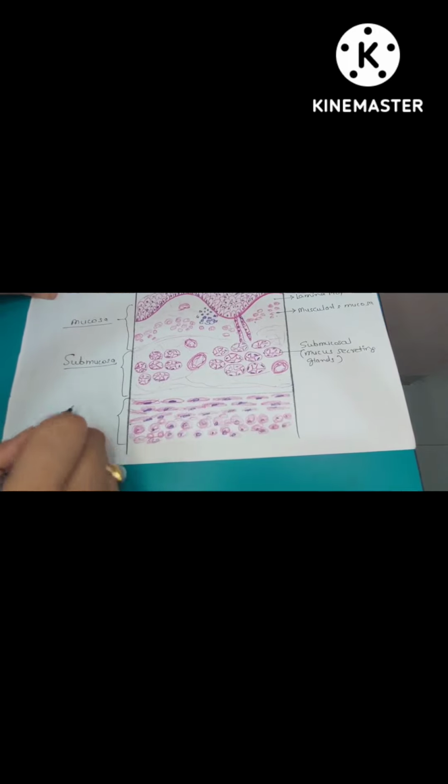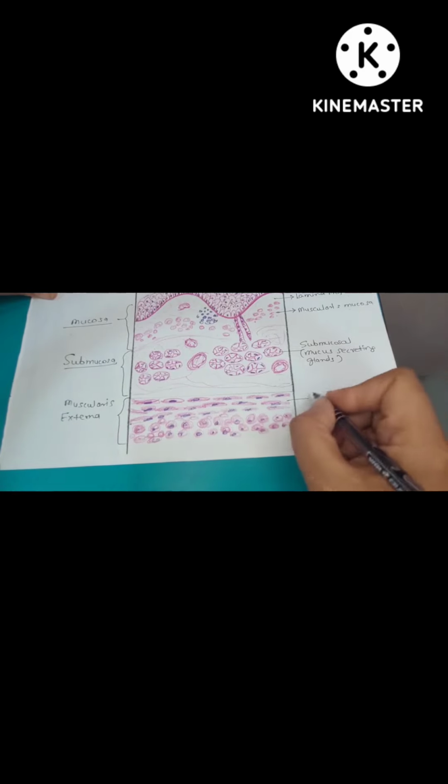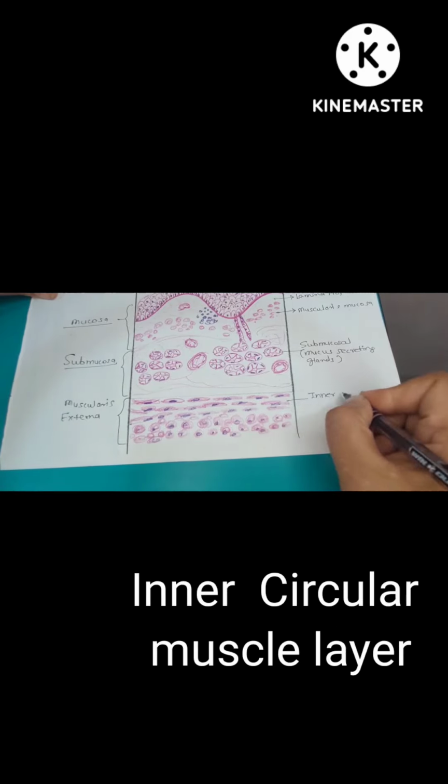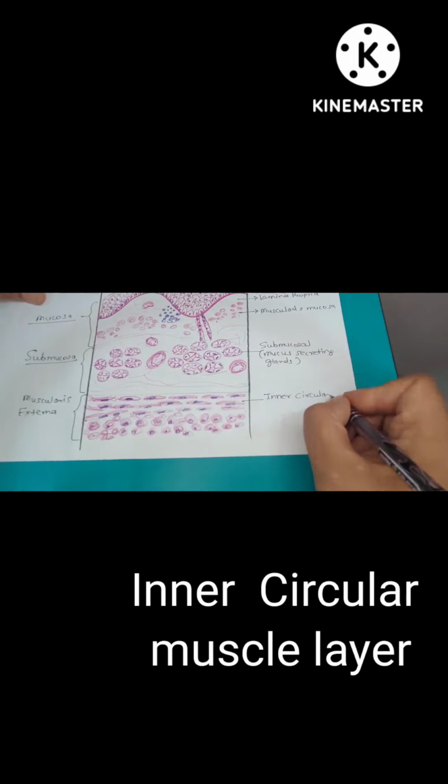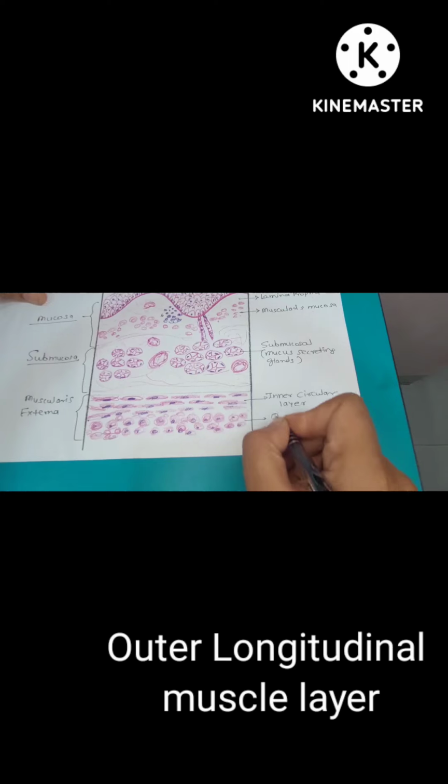So labeling on this side: muscularis externa, also known as muscularis propria. This is the inner circular layer and this is the outer layer.